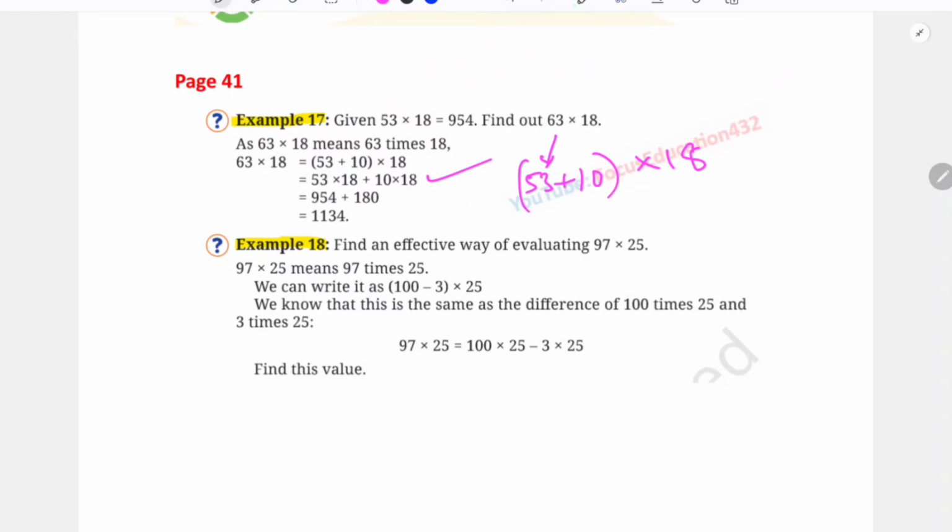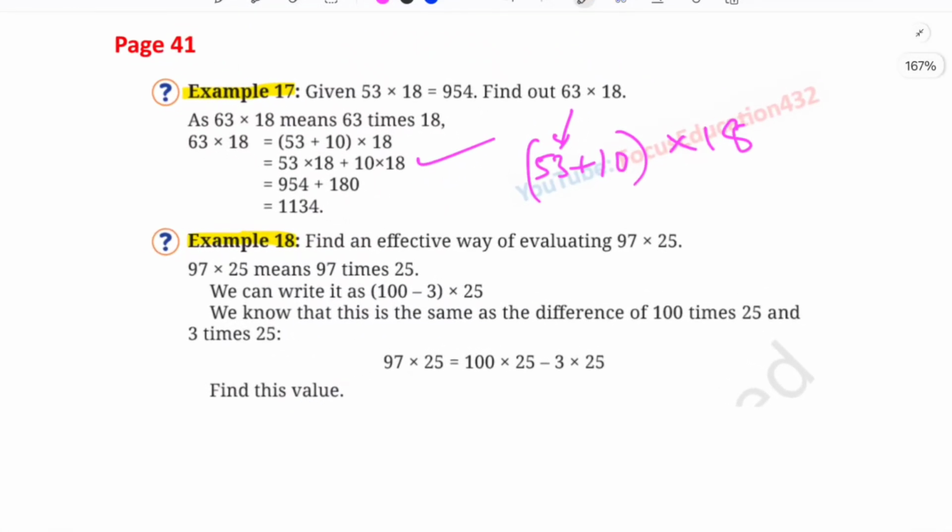So 53 multiplied by 18 we already know, so no need to calculate. What is the value given? 954. We write here 954. 18 multiplied by 10: 18 ones are 18, and 1 zero is there, so 180. So easily we can add. This is the use of distributive property, how we can use this property.